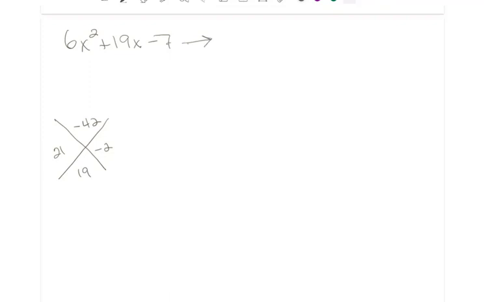So if we were to rewrite this as 4 terms instead of 3 terms, we would have what? 6x squared. What are we going to do with that 19x? How are we going to write 19x? Yeah, plus 21x minus 2x. And then don't forget the minus 7. Right? So now instead of using that box for that area method, I can use grouping.